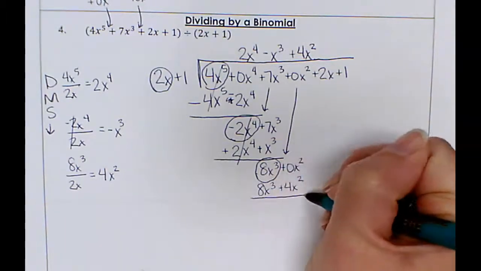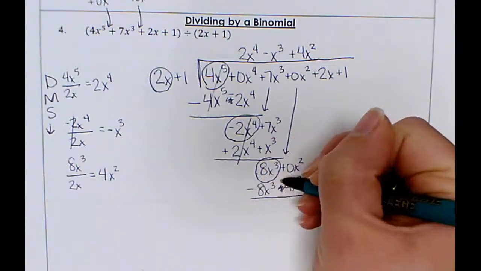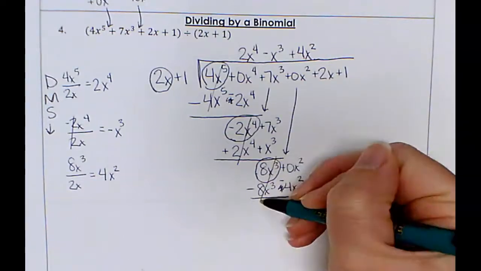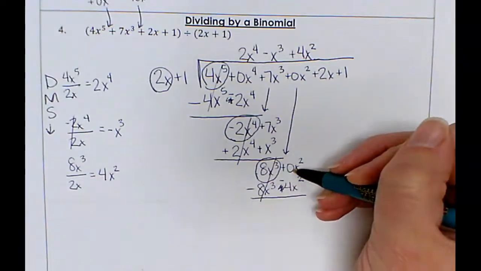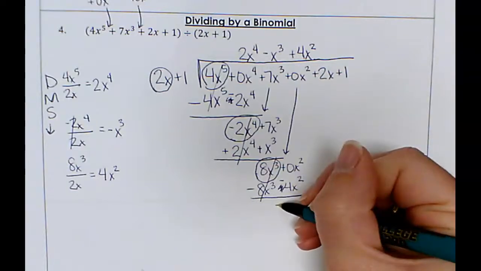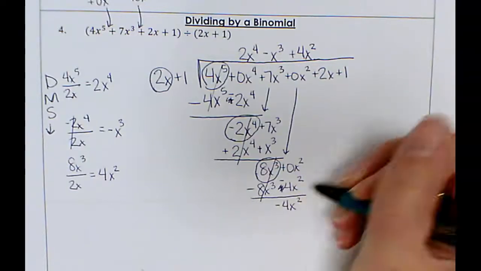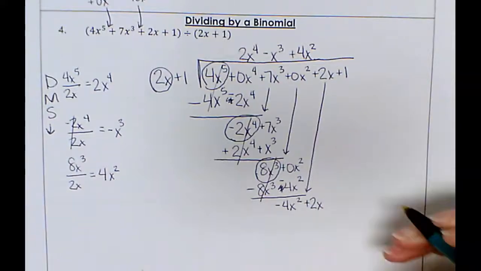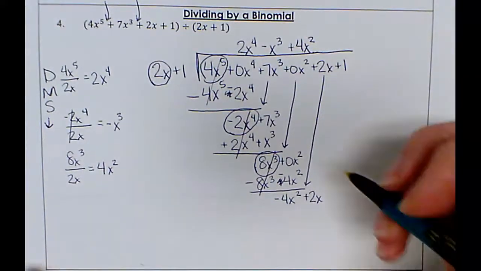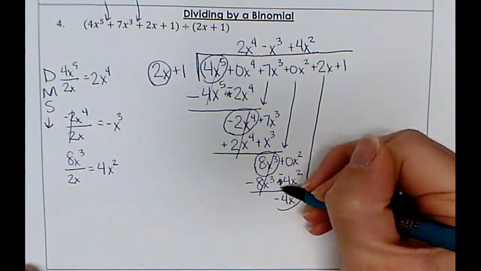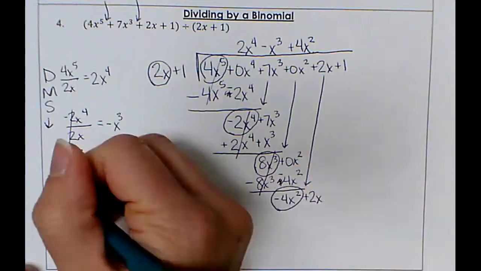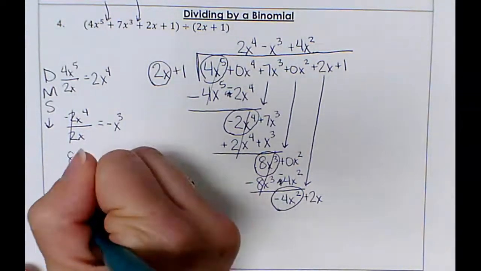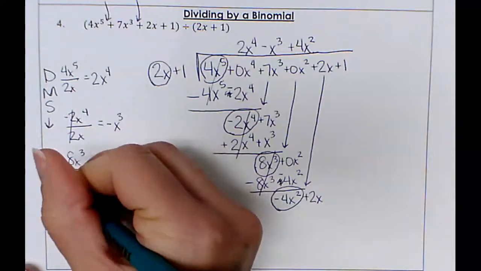Subtract. Draw the line. Change both signs. 8x cubed minus 8x cubed is 0. 0x squared minus 4x squared is negative 4x squared. Bring down the next term. And we start over. It's a long problem, but if you get into a habit of following this rhythm of divide, multiply, subtract, bring down, it's much, much easier.